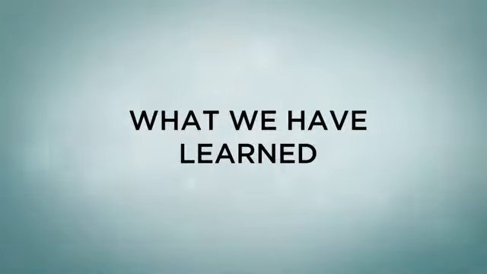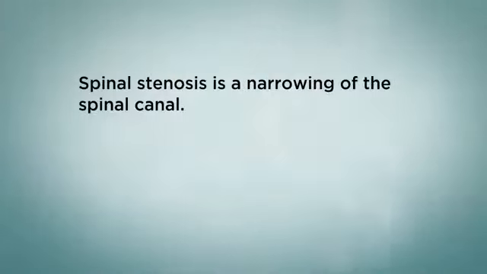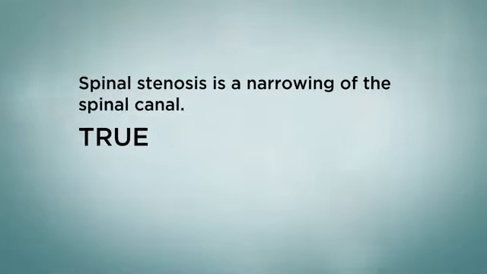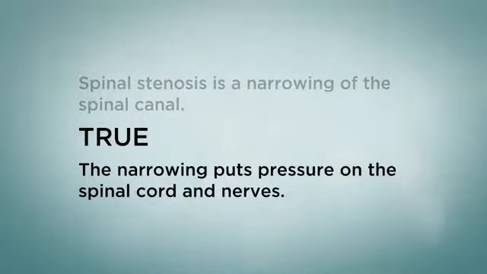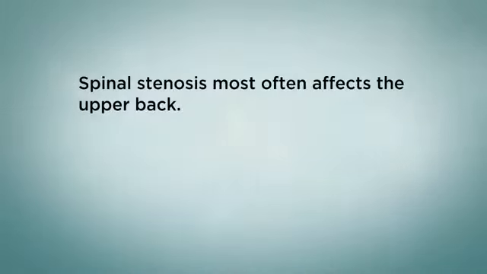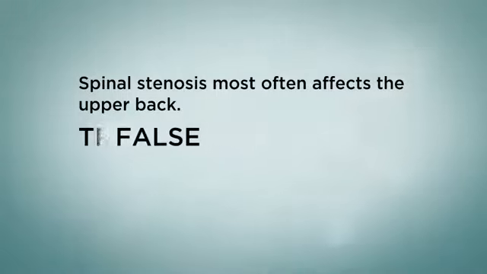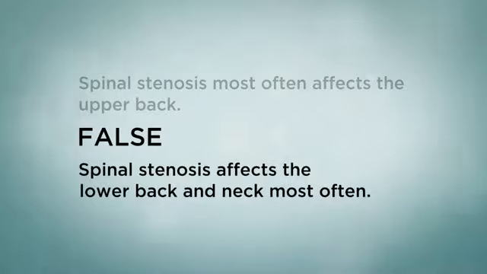What we have learned. Spinal stenosis is a narrowing of the spinal canal. True or false? The answer is true. The narrowing puts pressure on the spinal cord and nerves. Spinal stenosis most often affects the upper back. True or false? The answer is false. Spinal stenosis affects the lower back and neck most often.